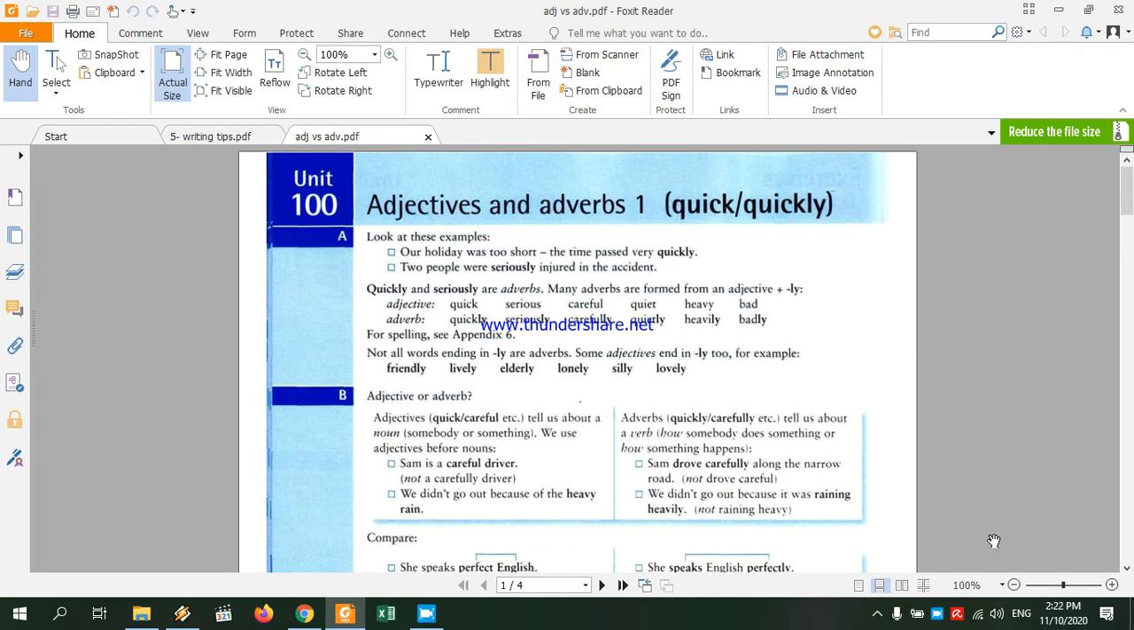Some of the adverbs end in ly, such as quickly, seriously. So we can transform an adjective into an adverb by adding ly. So, for example, let me zoom.